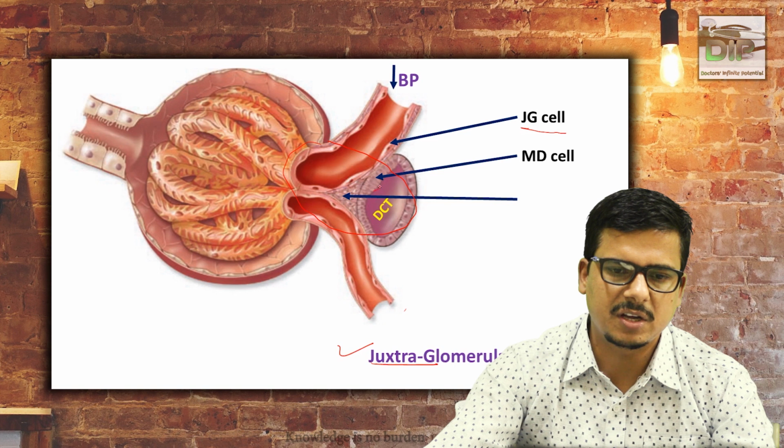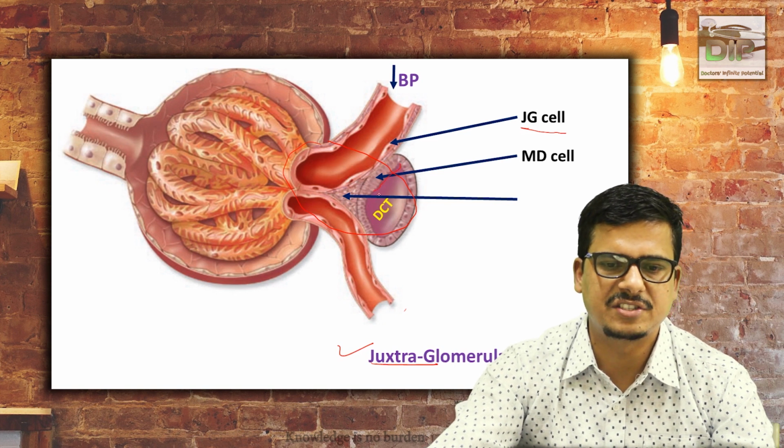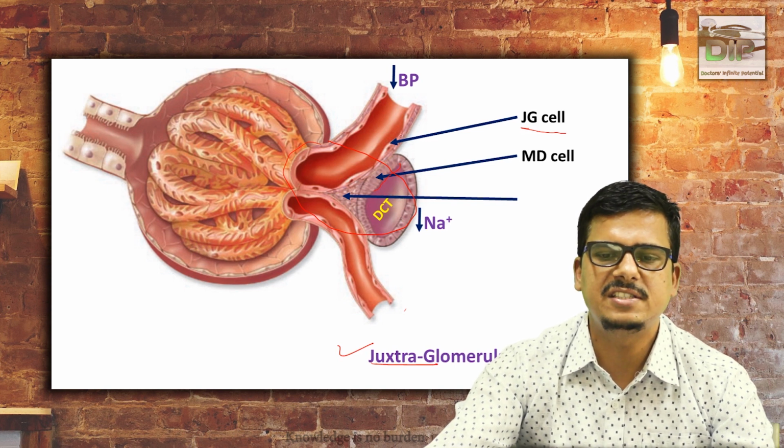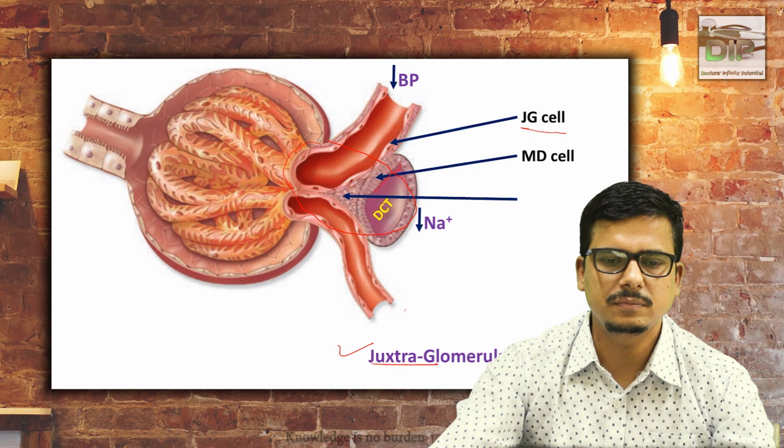So some of the cells become a little bit elongated in this region, so they are called the macula densa, and they detect the decrease in the sodium content in the renal tubular fluid that is lying inside the distal convoluted tubules, while this JG cell or juxtaglomerular cell detects the decrease in the blood pressure in the efferent arteriole.